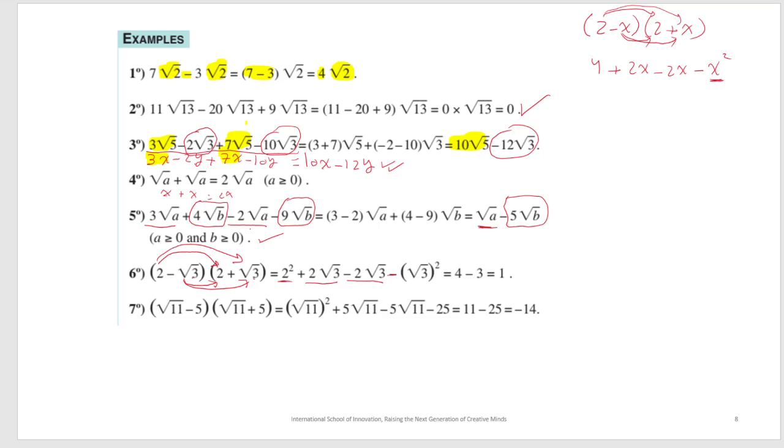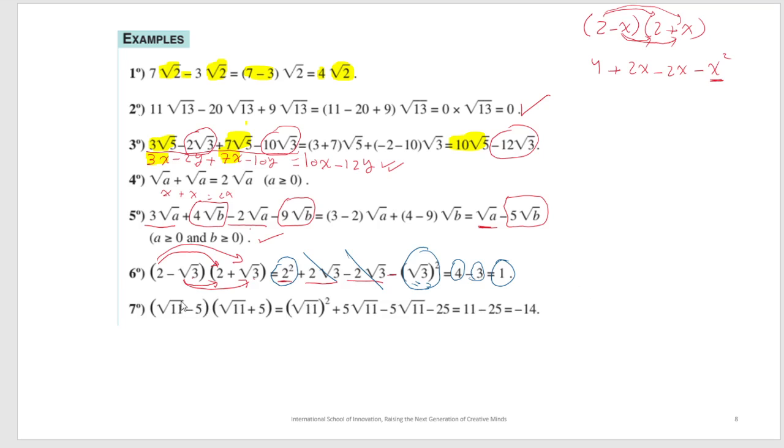Okay, so let's simplify here. Let's check if there's anything to simplify. 2 radical 3 minus 2 radical 3 is 0. And 2 squared is 4. And radical 3 all of its square, remember, from 5 minutes ago, is equal to what? 3. So 4 minus 3 is 1.